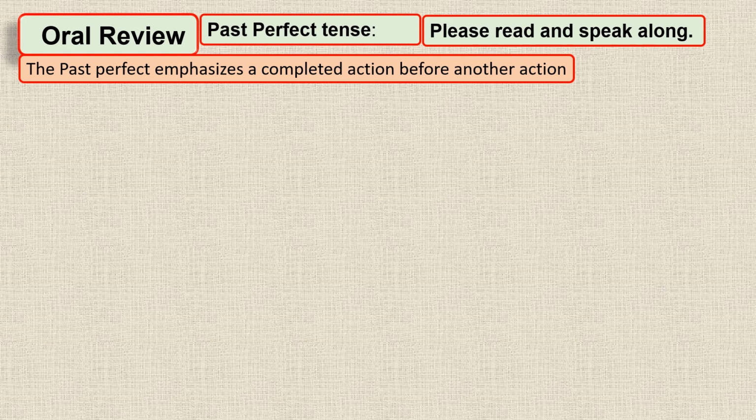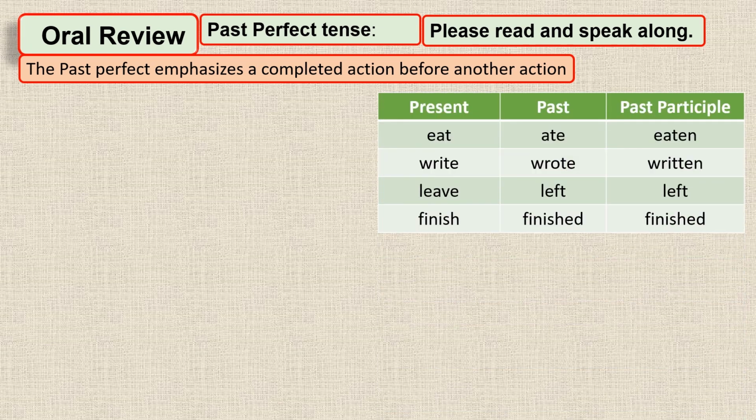Oral review, past perfect tense. Please read and speak along. The past perfect emphasizes a completed action before another action. There's our table again with our three columns: present, past, and past participle for your convenience. Eat, ate, eaten; write, wrote, written; leave, left, left; finish, finished, finished.